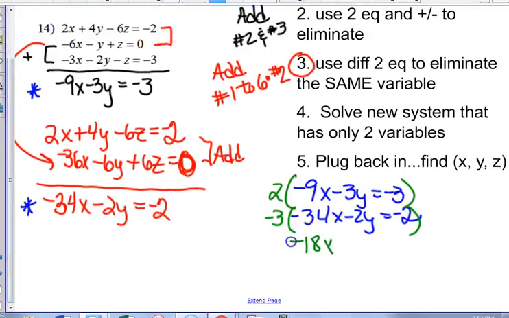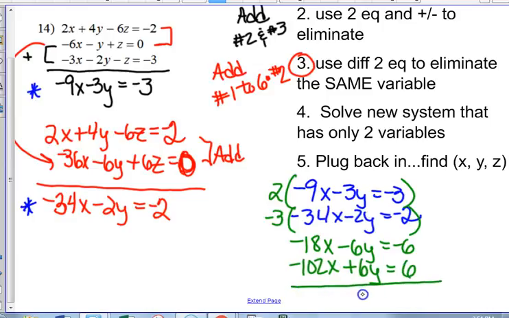So I get -18x minus 6y equals -6. And the second one is a lovely -102. Somebody help me out. 34 times 3, 9, 10, 102. Plus 6y equals +6. What happens after all that crazy business and all those huge numbers? Yes, the y's drop out, but this is also equal to 0. So, I don't know, is it 84? I'm not sure I did that right, but it doesn't really matter because we divide and we get 0.